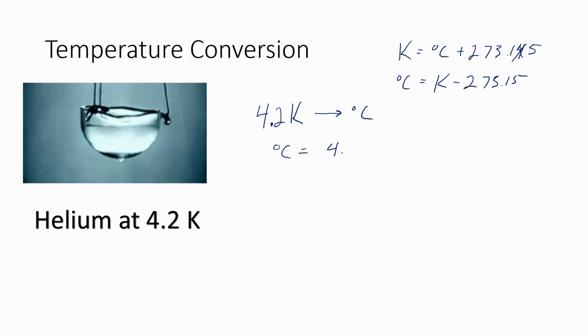So we have 4.2 Kelvin minus 273.15, and we get negative 268.95. We're not going to get into rounding this at the moment. This is degrees Celsius now. But know that that's the approximate temperature that you get here, just by converting from Kelvin to degrees Celsius.